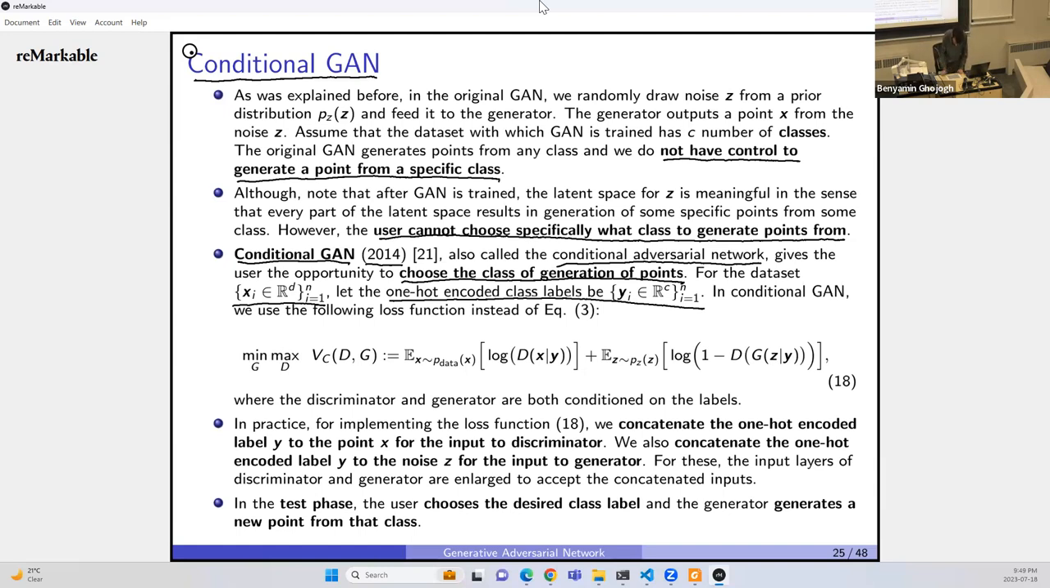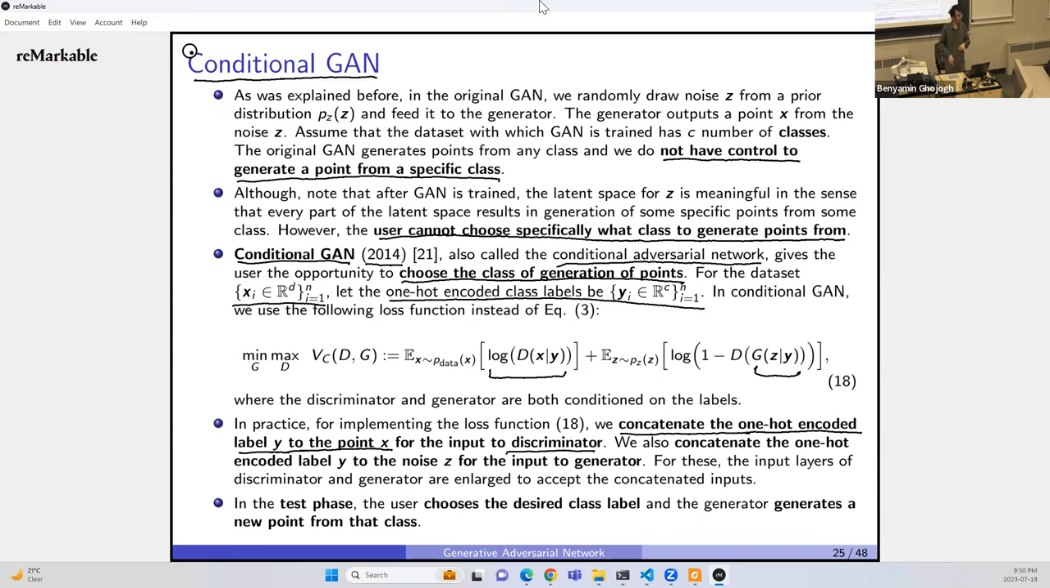Then we use this loss function. How is it different? We have log of D of x given y, where y is the label. We also have G of z given y. What does it mean? We concatenate the one hot encoded label to the input x for the input to the discriminator. Do you remember in the original GAN, the discriminator only got x as input. Now let's concatenate x and y, the label, and then feed it to the discriminator.